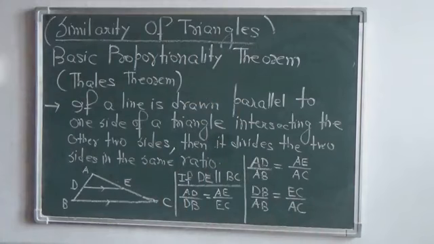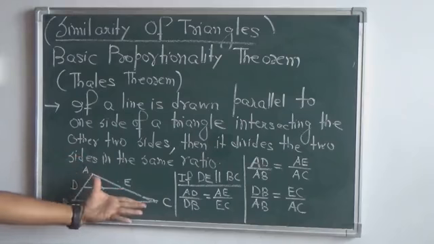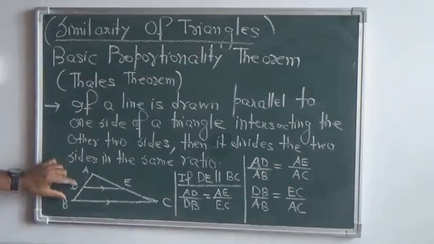So these are the 3 conditions which can be applied while solving the problems, which is the basic proportionality theorem known by the name Thales theorem. If a line is drawn parallel to one side of a triangle intersecting the other two sides, then it divides the two sides in the same ratio. So according to the Thales theorem, we can write AD by DB equals to AE by EC, AD by AB equals to AE by AC, and DB by AB equals to EC by AC. This can be proved, but we are not going into the proof right now. So this is the basic proportionality theorem.